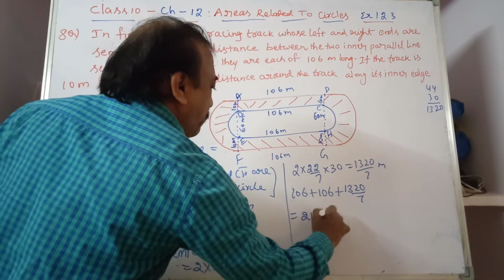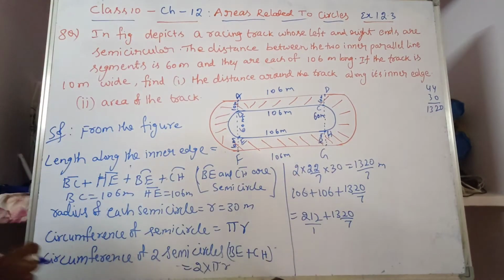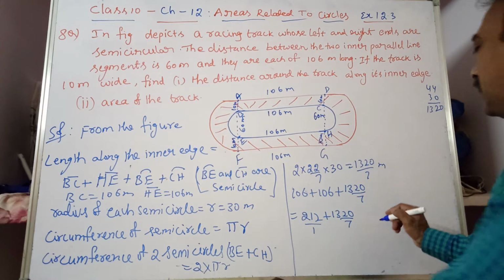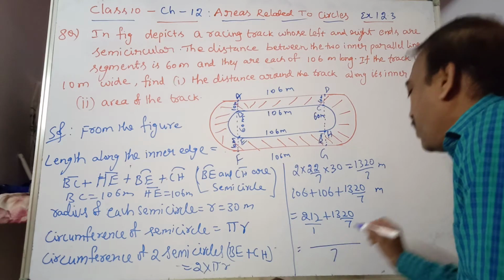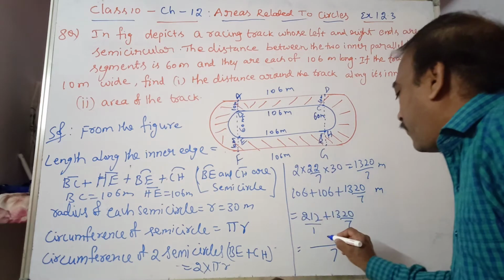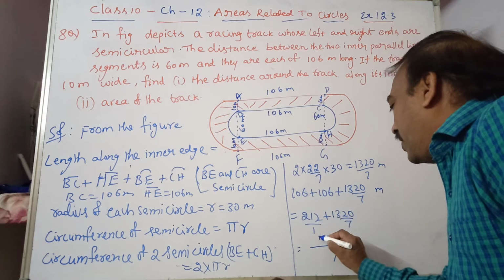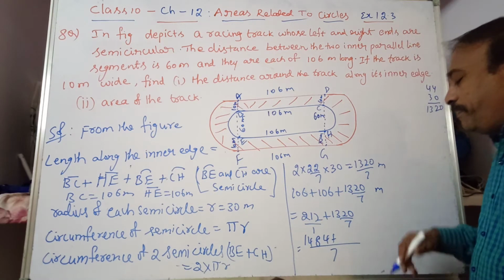So 212 plus 1320/7. Now we have to find the LCM of those two. This is in meters. If you take the LCM, it is 7. 7 2s are 14, 7 1s are 7 plus 1 is 8, 7 2s are 14 plus, that is 1484.